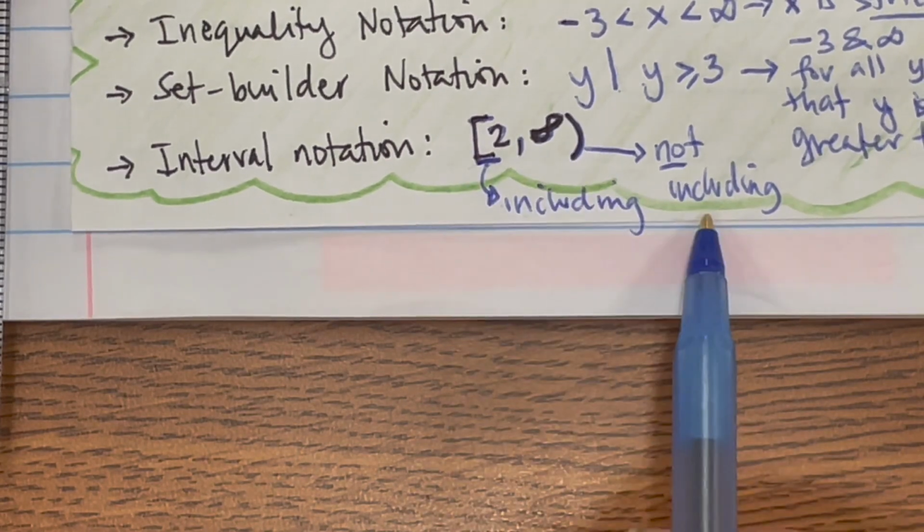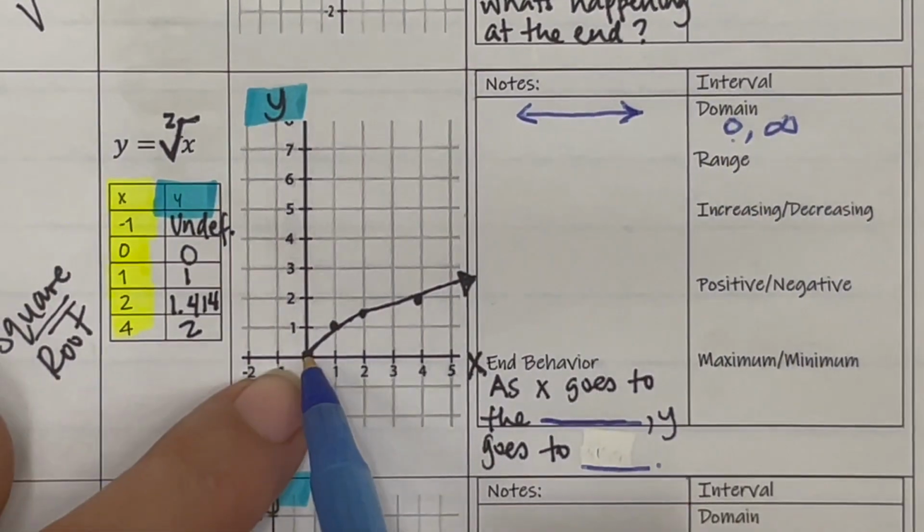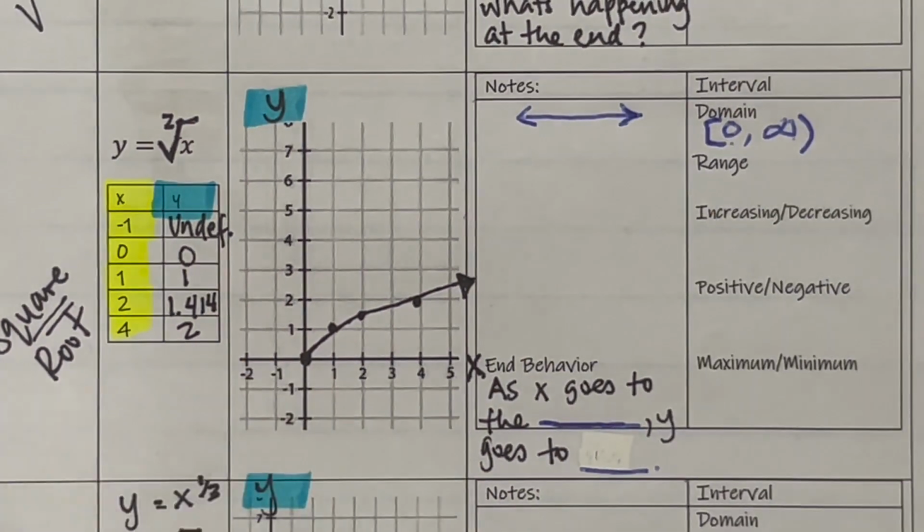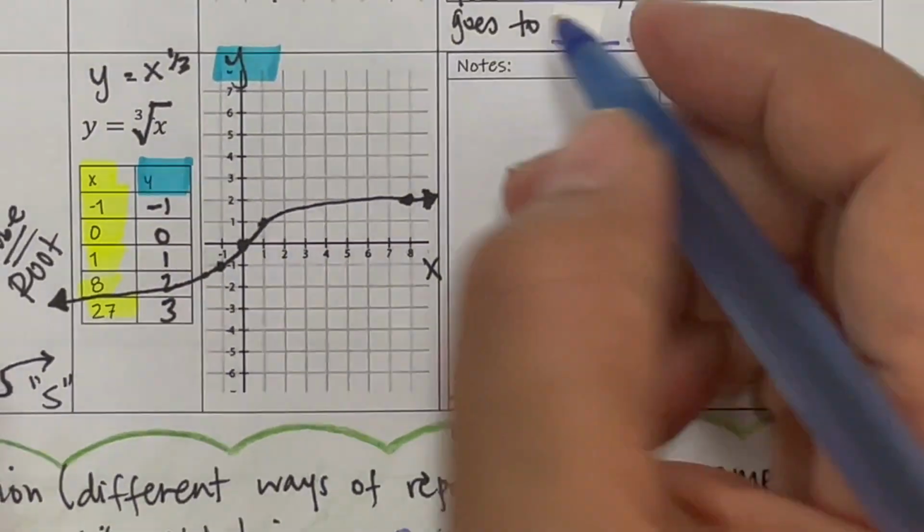So remember, bracket is including, parentheses is not. So is there a graph at 0? Yes, there is. So bracket. And again, infinity is not a number, so parentheses. Let's take a look at another one.